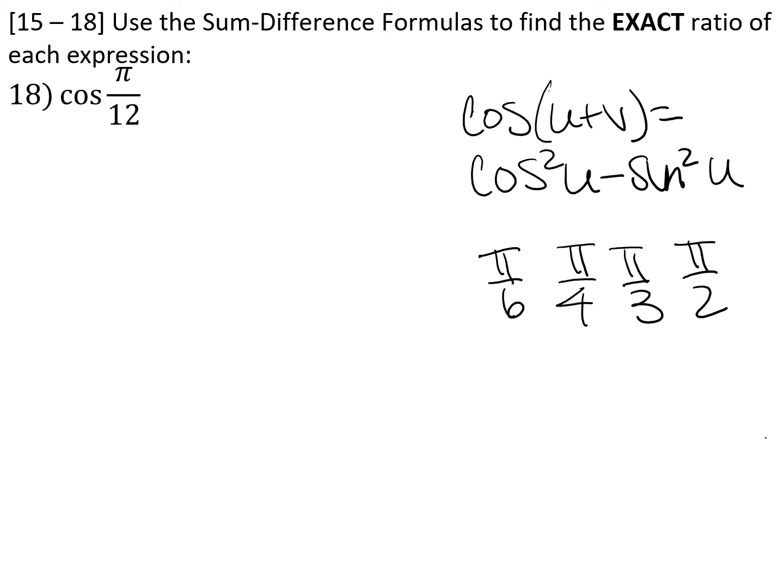But I have a pi over 12 here. So I multiply this one by 2 over 2, and I know that this one is equal to 2 pi over 12. And I multiply this one by 3 over 3, and I get this one is equal to 3 pi over 12. Right away I can stop right there because 3 pi over 12 minus 2 pi over 12 will give me pi over 12. So I am going to subtract.